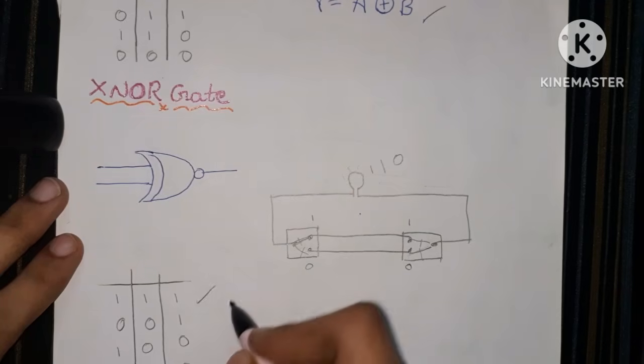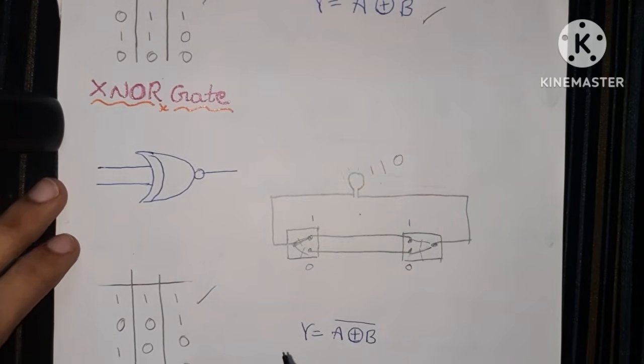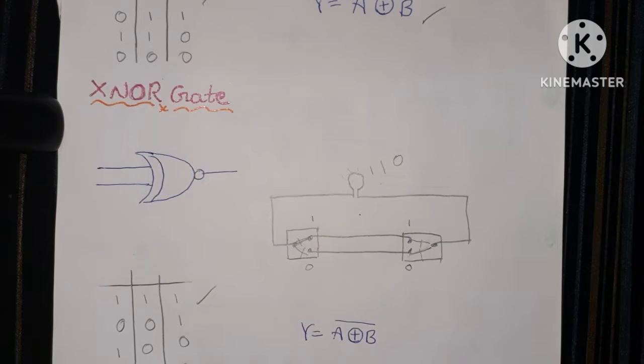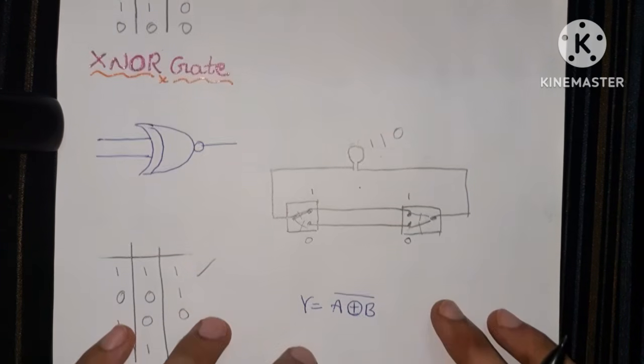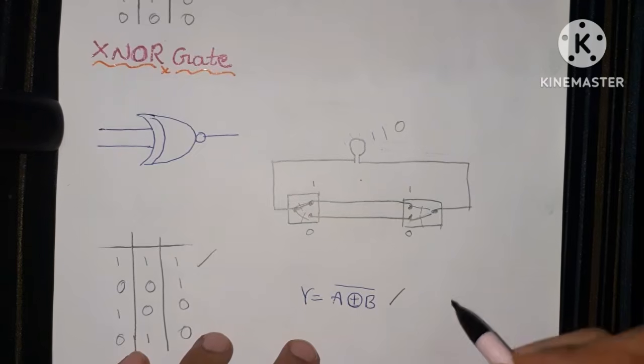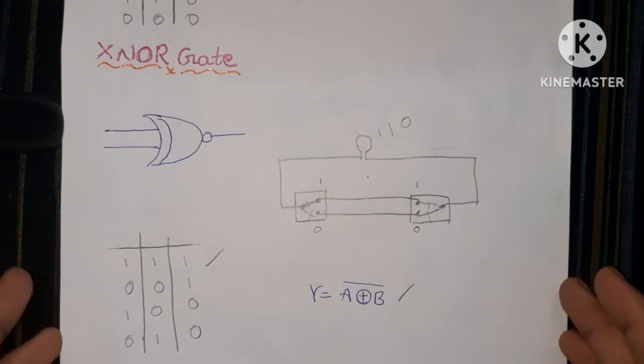This is the truth table. Remember this. This is the functioning of the XNOR gate. And remember, this is the Boolean equation of the XNOR gate. Okay, simple. Now you got it how the XOR gate and XNOR gate work.